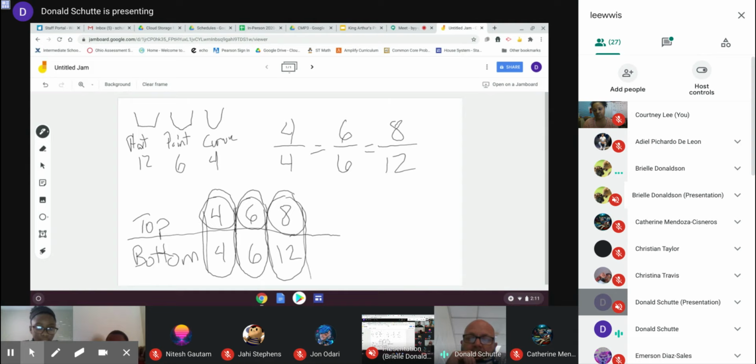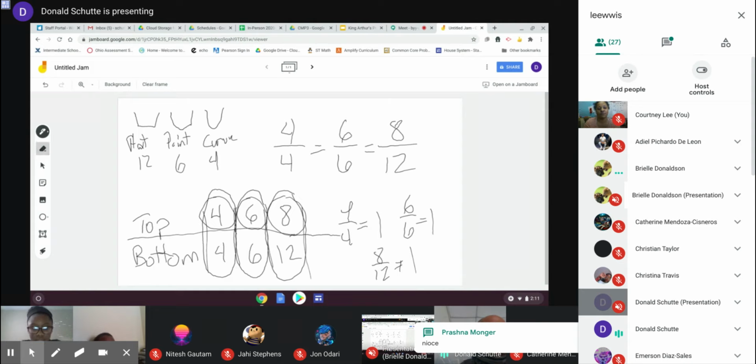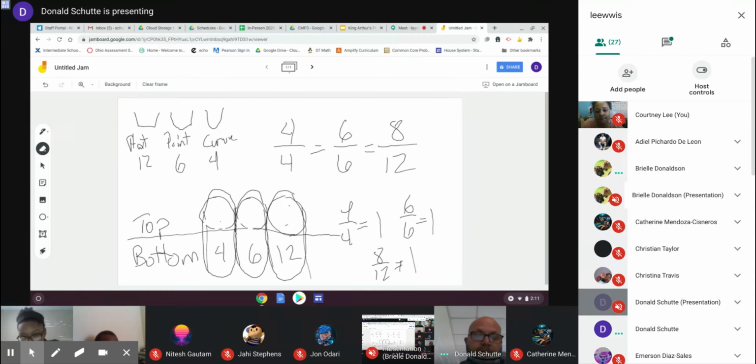No. No, why not? There's one that stands out. The last one stands out. Good. 4 and 4 is equal. 6 and 6 is equal. 8 and 12 is not equal. Okay, so we know that 4/4, if we think about fractions, is the same as 1. We know 6/6 is the same as 1, but 8/12 is not. So this top line is not our answer. Okay? Okay. So let's go back to the second line.